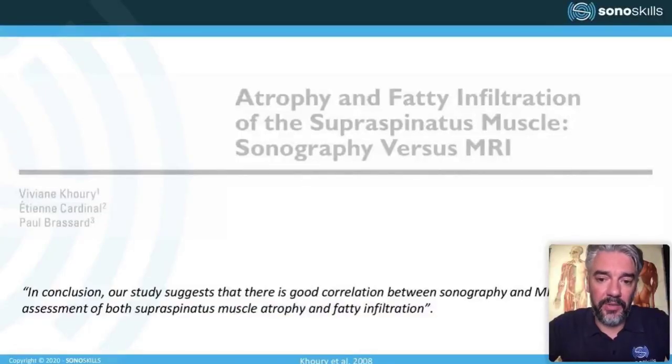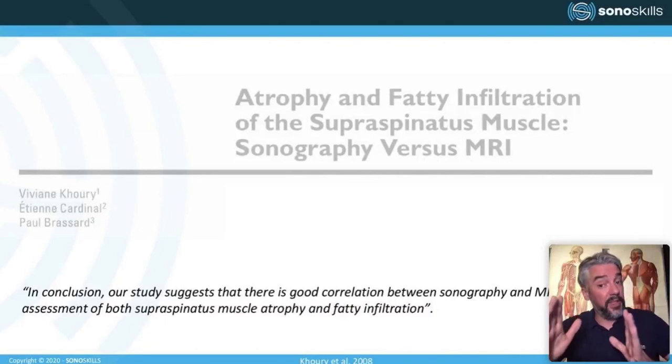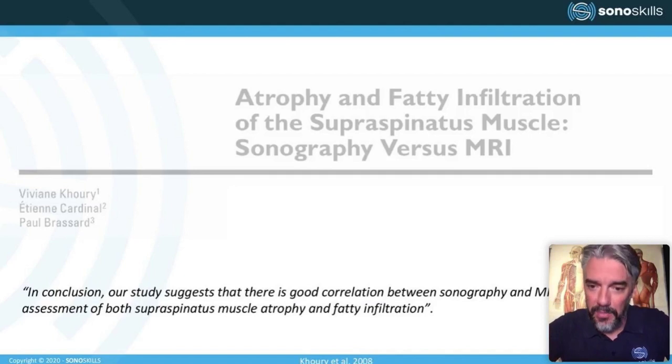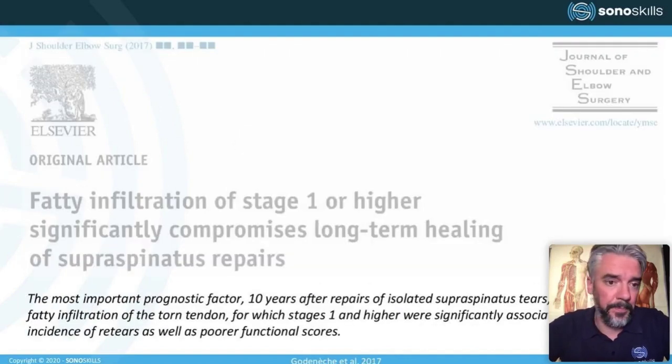And this is important knowledge, because if there is fatty infiltration within the rotator cuff muscles, it has a poor prognostic outcome for the success of surgery, meaning that a lot of surgeons won't operate if there is a lot of fatty infiltration within the muscle. So it's a very poor prognostic outcome for cuff repair.